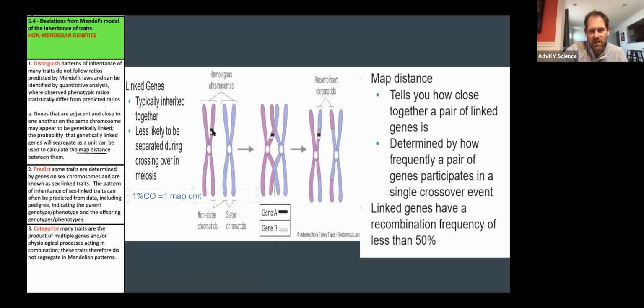So if you said this was gene A and gene B, and we come up and say that there is a 4% crossing over, we would say that gene A and B would be 4 map units apart.